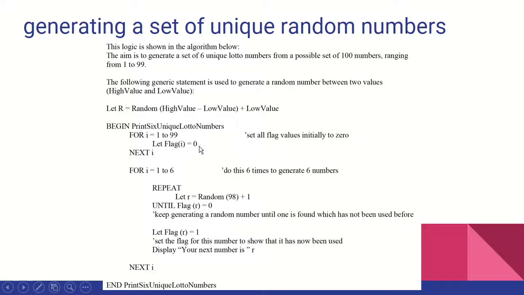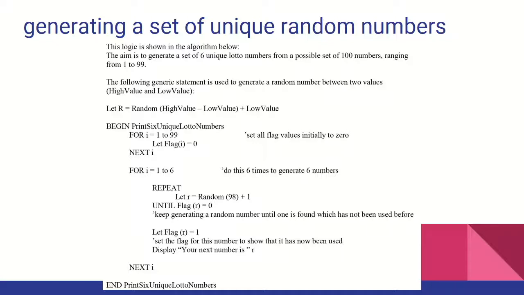Let flag I equals 0 is a way of saying this number hasn't been used. So when it looks at the flag, if I equals 1, that number has been used, and it will choose another random number. For I equals 1 to 6, in other words, 6 random numbers, generate a random number until flag R equals 0. In other words, making sure the flag value is set to I have not been chosen already. Let flag R equals 1 sets the flag for this number to show it has been used.